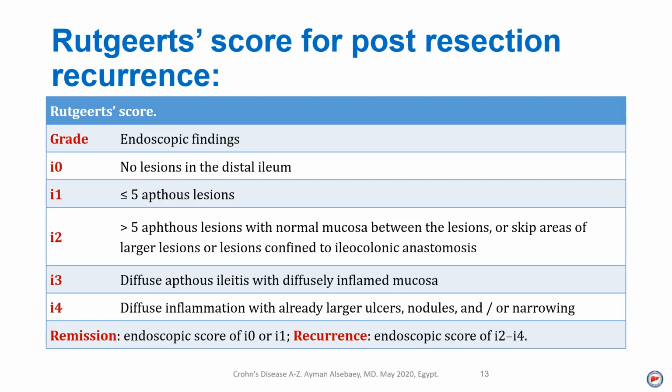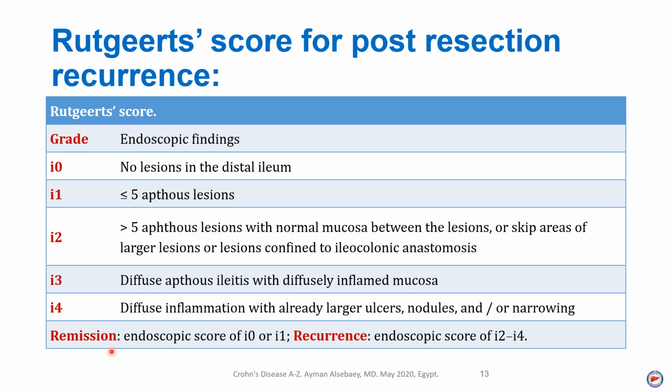After surgery, when you do resection of, for example, the terminal ileum, sometimes there is recurrence of the disease again, and you have to assess the recurrence. So the Rutgeerts score is used for assessment of the recurrence. If it is i0 or i1, it is considered remission. So remission can be defined as no lesions in the terminal ileum or less than 5 aphthous lesions. i2, i3, i4 are active disease: more than 5 aphthous lesions, diffuse aphthous ileitis, diffuse inflammation.